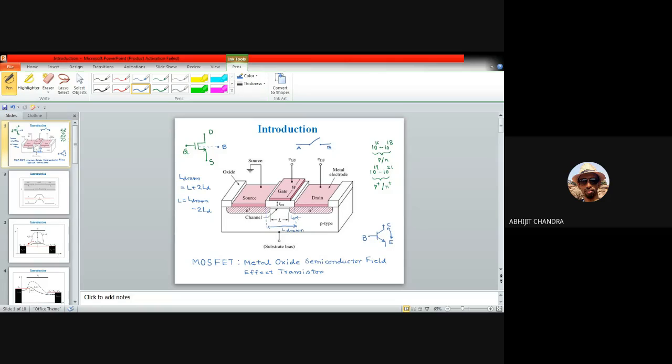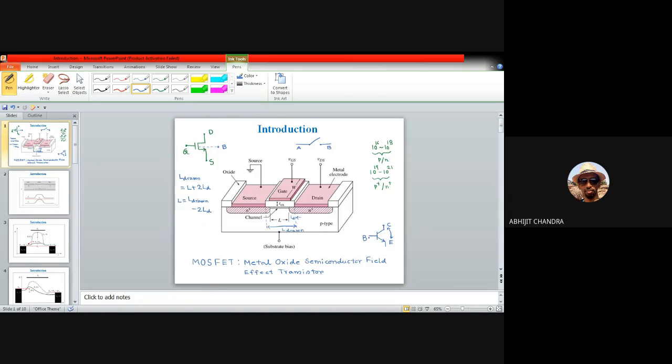On the other hand, if the base potential is very small, less than the cut-in voltage, like 0 volt or so, if the base is grounded, then the collector and emitter are not connected together, and we say that the device is off. So if I provide almost no voltage at the base terminal of a BJT, the device will be off.